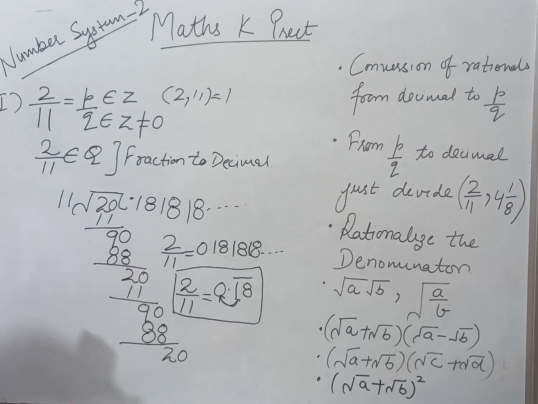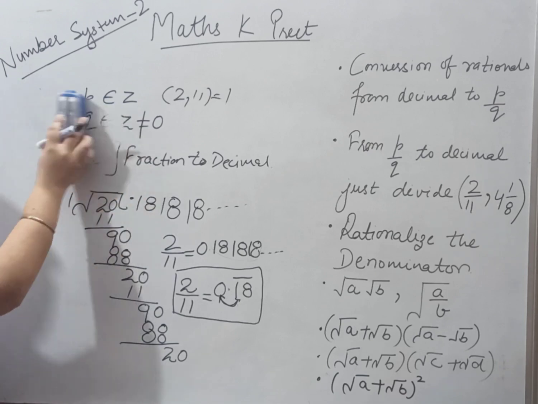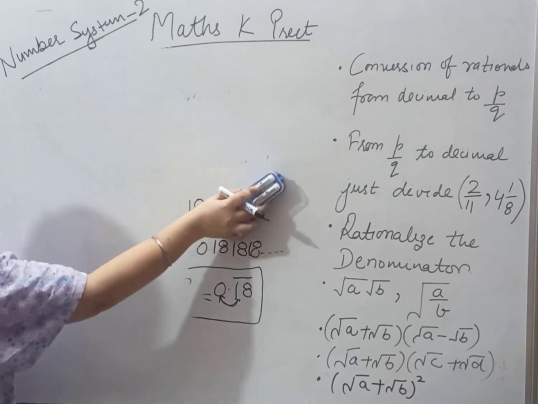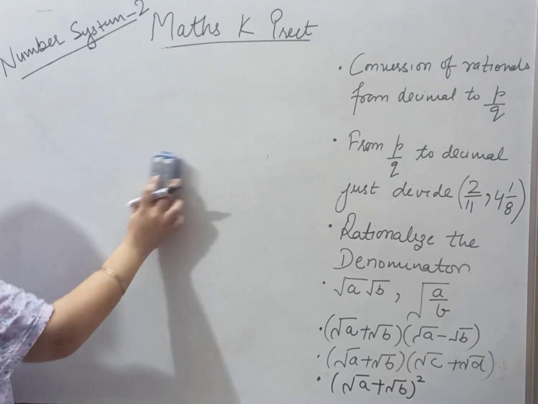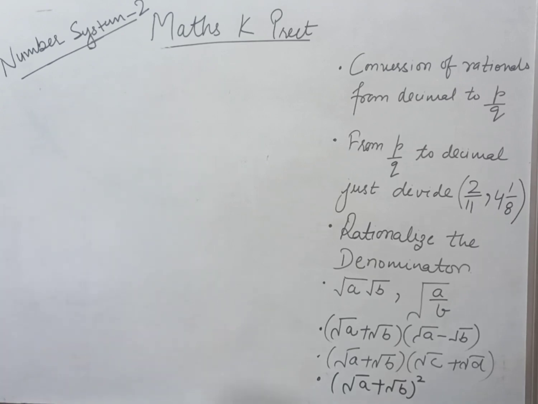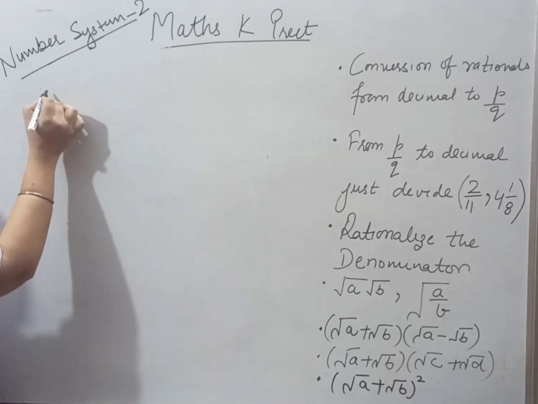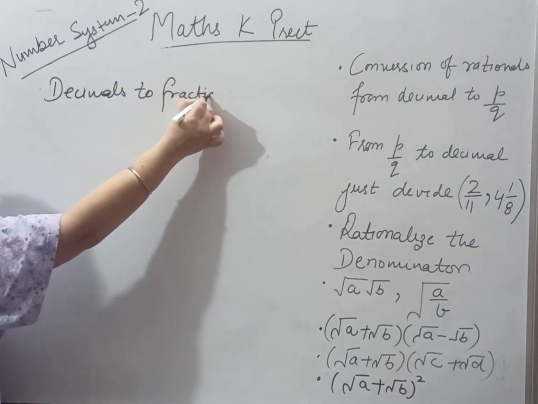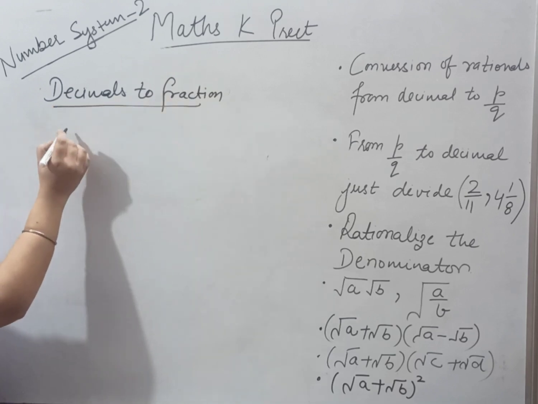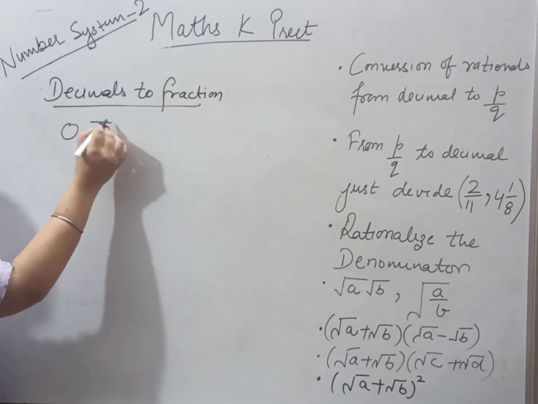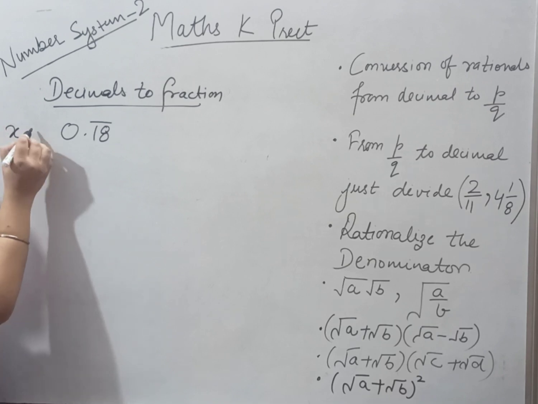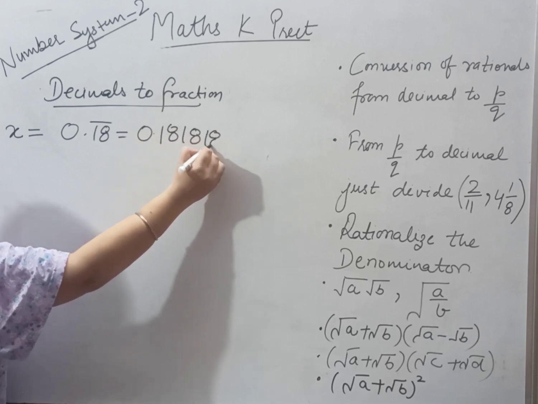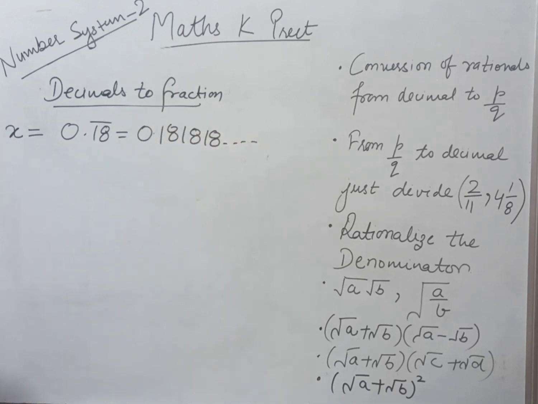Now we will check how to convert from decimal to fraction. I am taking the same number, its decimal form, and will convert it to a fraction. So the decimal to fraction, obviously for rationals. This was my number, this was the decimal expression. Consider this as x. So x can be written as 0.181818. Now I will change this number to the fraction form.